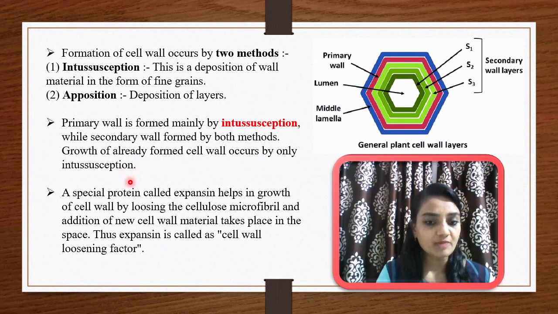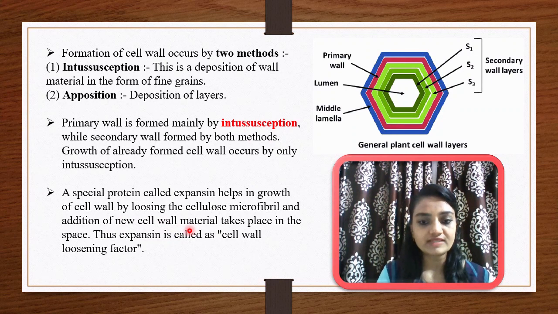A special protein called expansin helps in the growth of a cell wall by loosening the cellulose microfibrils, and addition of new cell wall material takes place in the space. Okay, a very special type of protein, expansin, helps in cell wall expansion or growth. Okay, thus expansin is called a cell wall loosening factor. Okay, because here you can see it loosens the cellulose microfibrils and addition of new cell wall material takes place.